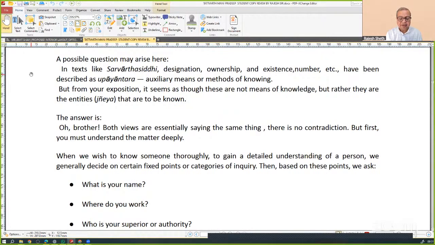So this is the question that has been asked to Dr. Bharilji. The answer is, oh brother, both views are essentially saying the same thing, because as we have seen, the tools mentioned in aphorism number 7 and the tools mentioned in number 8 both overlap. In the Sankhya, the time is also included. In the space, the locations are included. So we saw all these. So, oh brother, both views are essentially saying the same thing. There is no contradiction. But first you must understand the matter deeply.